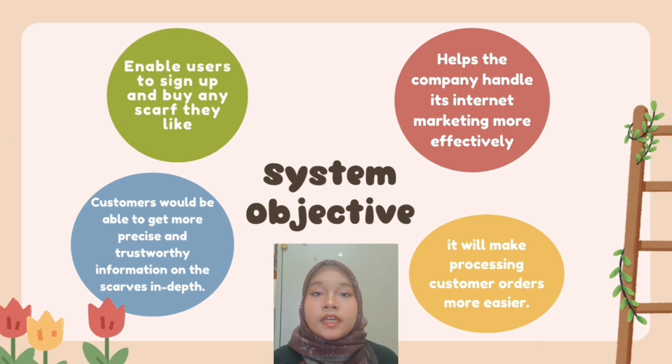System objective. It is to enable users to sign up and buy any stuff they like, and to help the company handle its internet marketing more effectively. It will make processing customer orders easier. Last but not least, customers will be able to get more precise and trustworthy information on the stuff index.